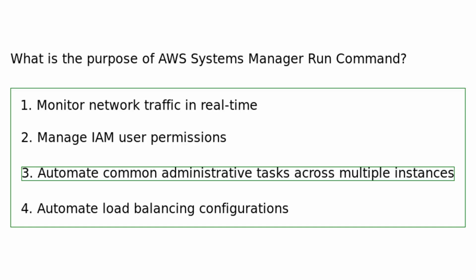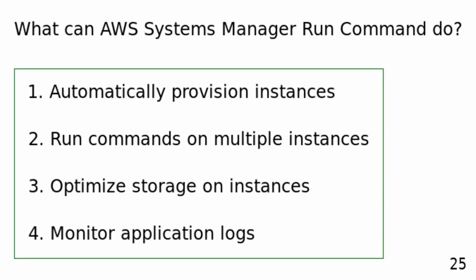AWS Systems Manager Run command allows users to automate common administrative tasks across multiple instances, making it easier to manage a large fleet of servers. What can AWS Systems Manager Run command do? Automatically provision instances. Run commands on multiple instances. Optimize storage on instances. Monitor application logs.